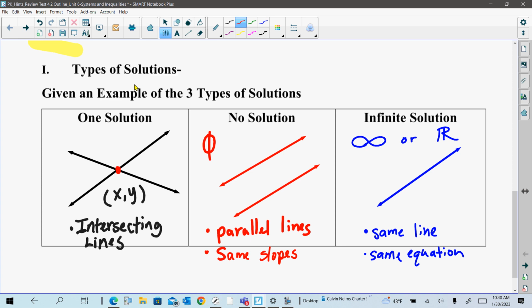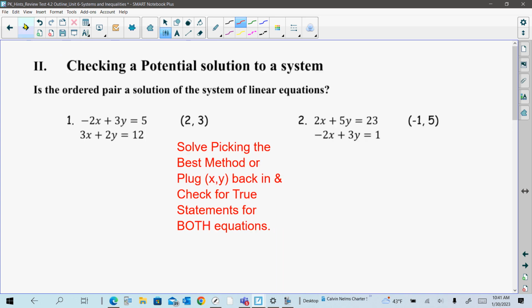Okay, so section 2. Now we're going to get into solving, checking a point as a potential solution. All right, so you can do this. This is problem solving, and most of the test is going to be problem solving. You can do it different ways. One way is to pick a method and solve.